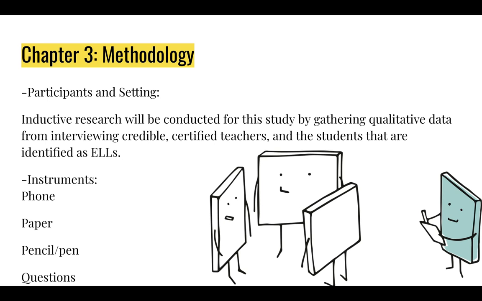In Chapter 3, I discussed my methodology. The participants in the setting are the certified teachers and the English language learner students that I will need to be observing and interviewing. My instruments that I will be using during these observations and interviews will be my phone to record any data through video or voice record, paper and pencil to write down observation notes, and finally questions that I will need to ask during the interviews.